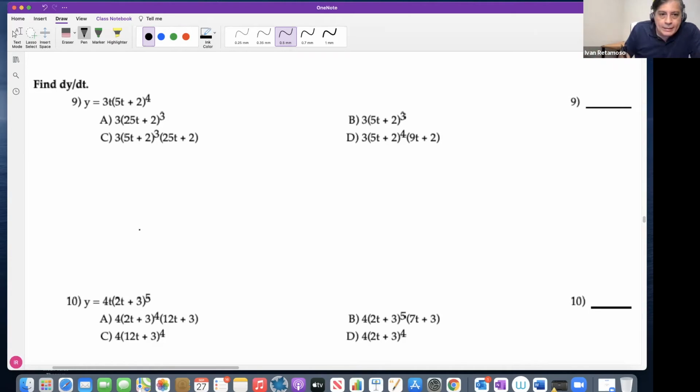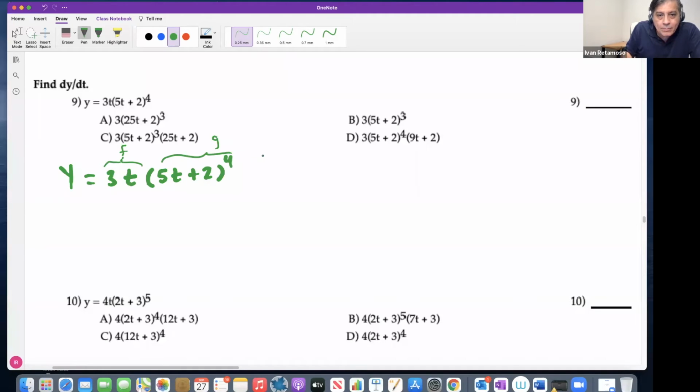Let's do it together. So here I start by writing out my function y equals 3t multiplied by (5t + 2) raised to the 4th power, right? Let's make it smaller. This I will call my function f. This I will call my function g. To apply the product rule first, the derivative of f times g is f prime g plus g prime times f. It's a product rule, right?